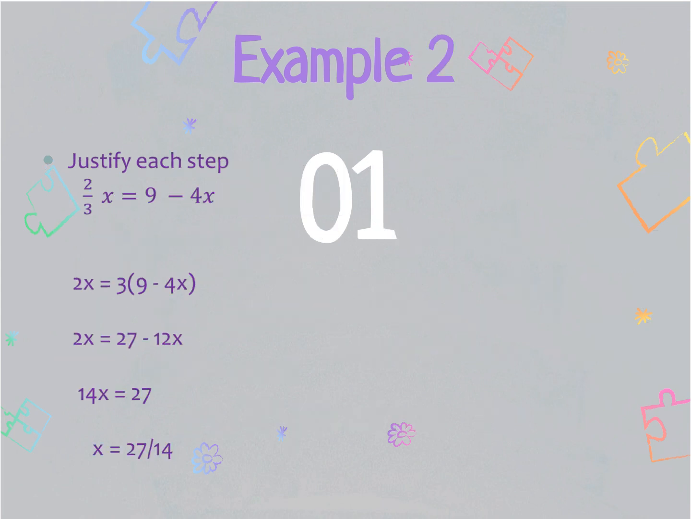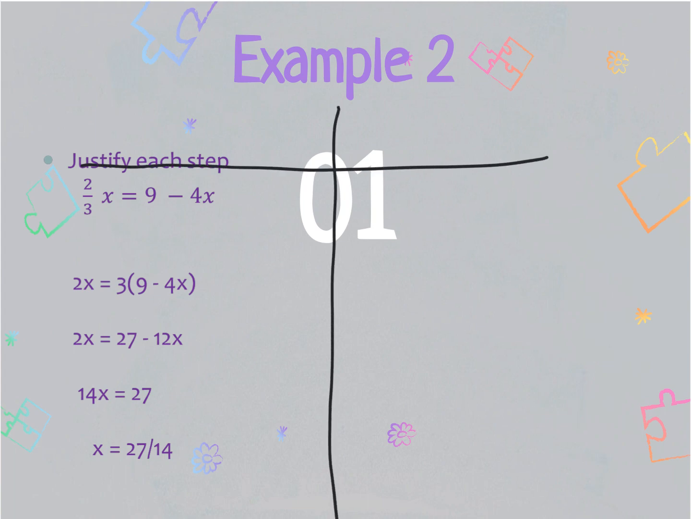Okay, guys, so here we're going to justify each step. I want you guys to understand this is the beginning of proofs. We're just going to do it with algebra to get the hint of how it's going to work. I'm just going to draw a line like this and a line like this. So this is the statement. And this is the reason.